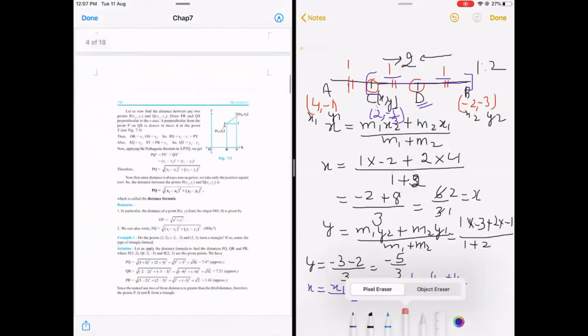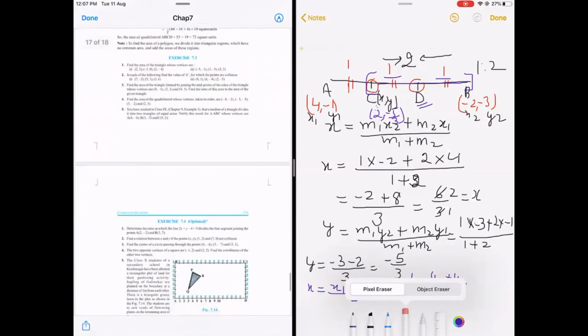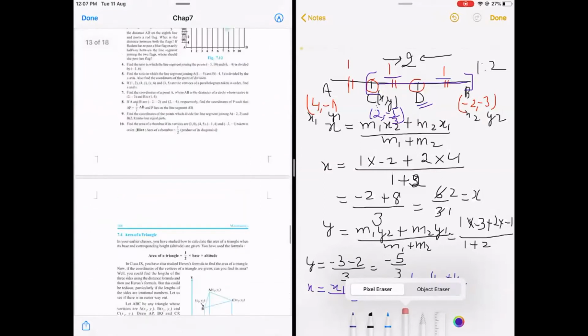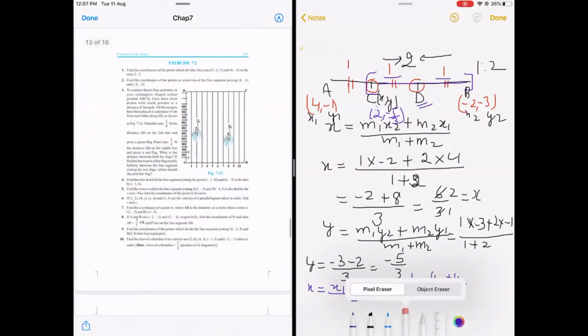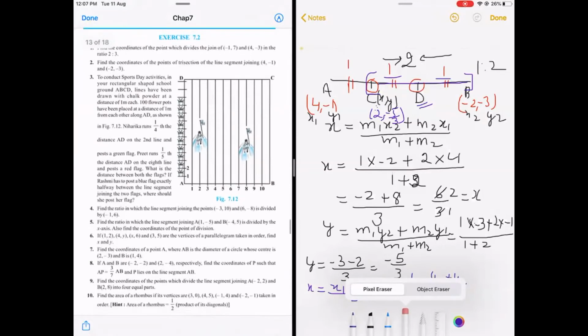Do it quickly. Do it quickly, beta. Ma'am, 0 and minus 7 by 3. Yes.